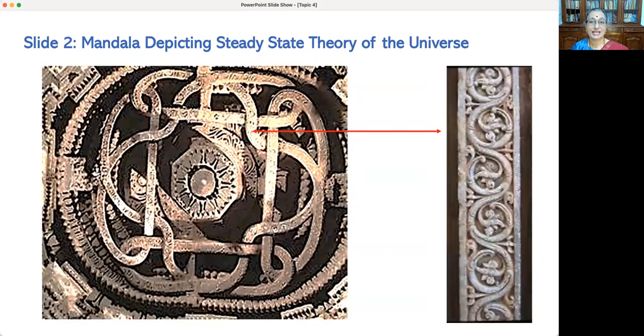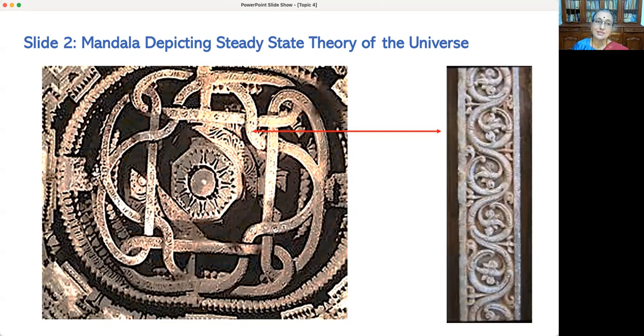This slide illustrates the steady state theory and the rhythm of life in the universe as depicted in a mandala. This mandala is from a place called Somnathpur, a temple of South India built in Hoysala style of art during the 13th century CE. The steady state model is an alternative to the Big Bang theory, which proposes that although the universe is expanding, it does not change its appearance over time.